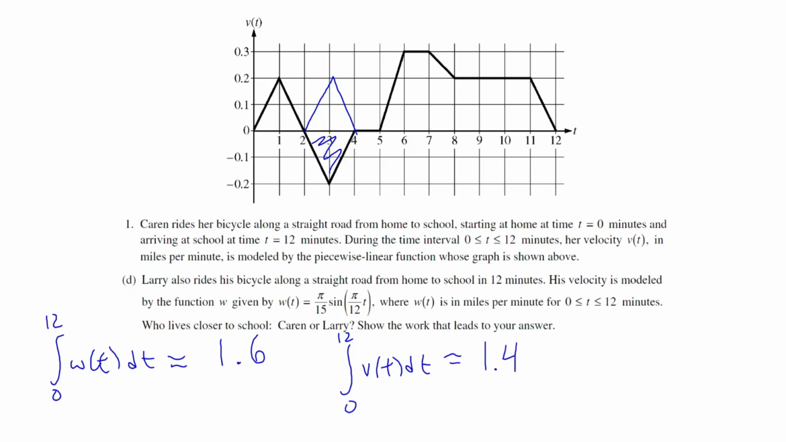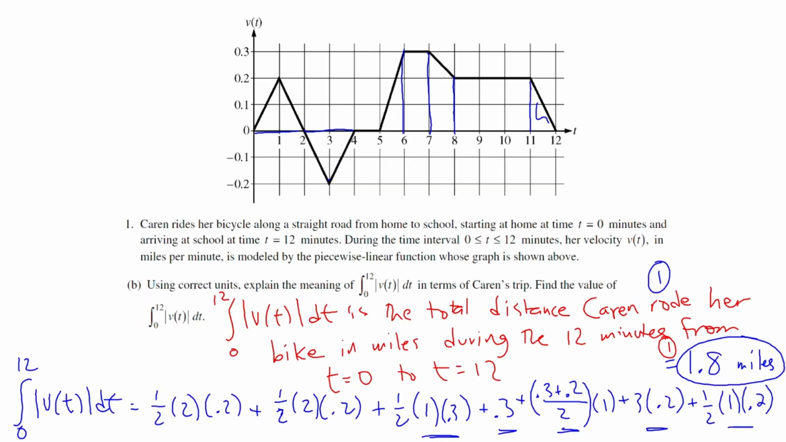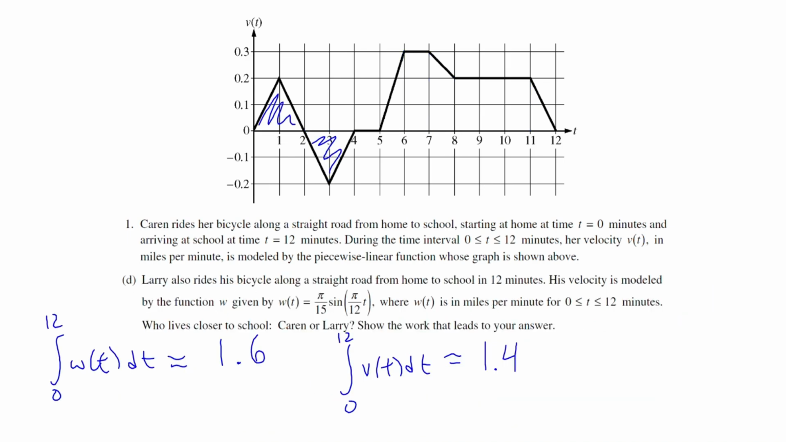This section here and this section here cancel each other out. And if we look back to our work here when we did that, that's these two sections, which were both 0.2. So if we ignore those two, right, then we end up with just 1.4. And so since Larry's was 1.6 and Karen's was 1.4, Karen lives closer to the school. Karen lives closer. And you end up getting 3 points here for part D.